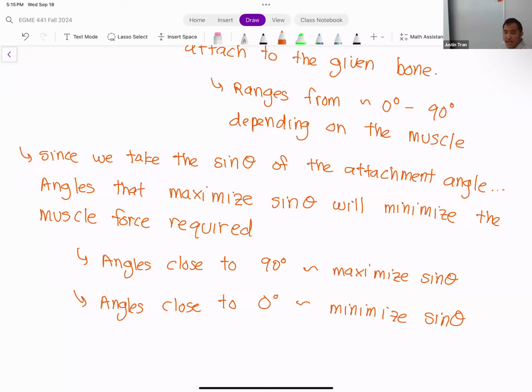The attachment angle does actually vary. In different poses of your body, your attachment angle can change, and that explains why certain motions are easier in certain positions than others. But we'll talk about that more next time. We'll start our discussion on Monday. Any final questions before we wrap up for today?